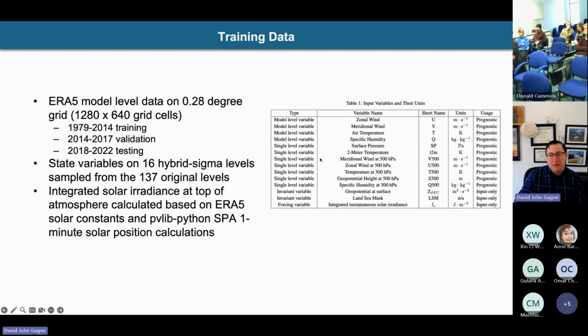We have a few fields that are on a single pressure level that we use as a quick diagnostic, and then we have two static forcing variables: geopotential at the surface and land-sea mask, and then we use top-of-atmosphere solar radiance to force the diurnal and seasonal cycles.